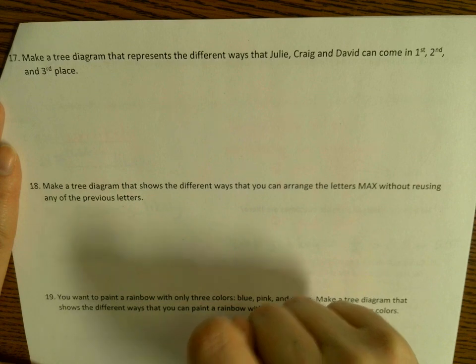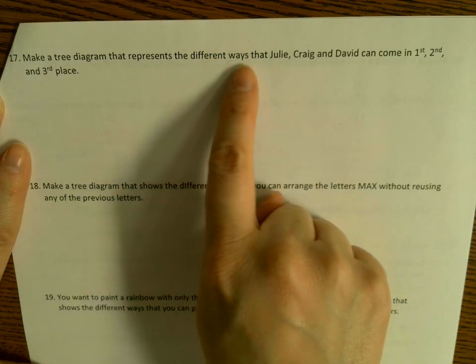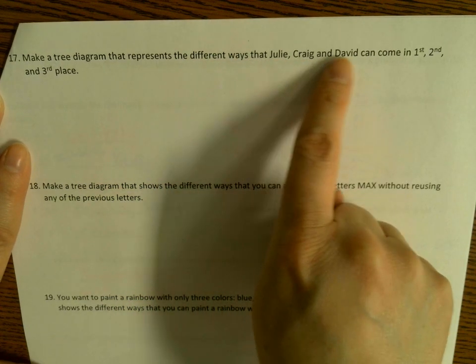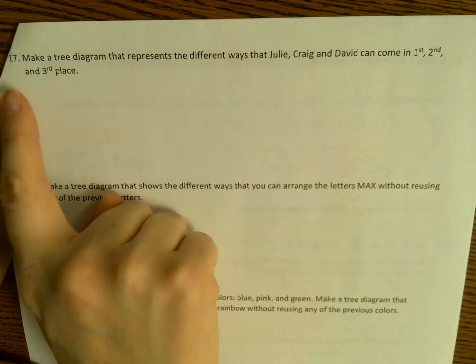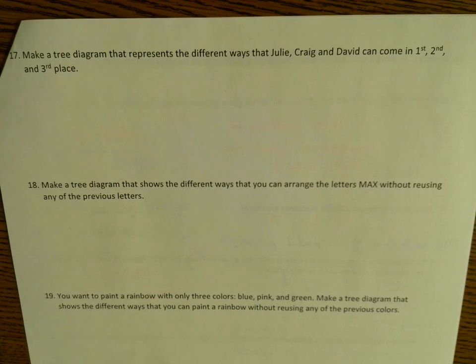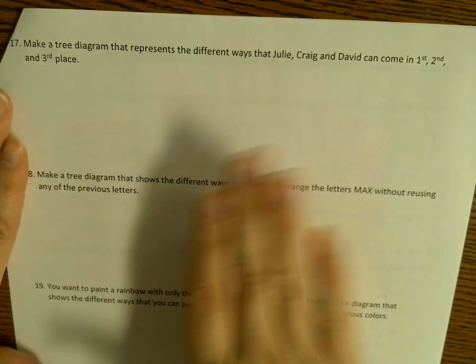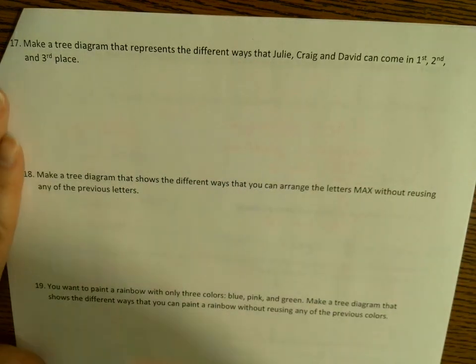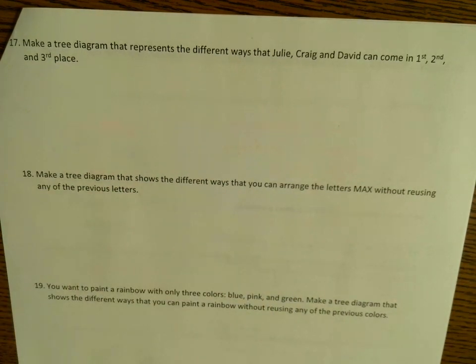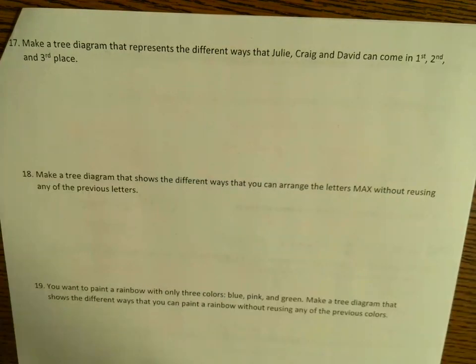Okay? So for here, we're going to make a tree diagram that represents the different ways that Julie, Craig, and David can come in first, second, and third place. So can Julie be in first and in second place? No. Once somebody is chosen for first place, they're no longer able to be chosen again. They can't be second and they can't be third. Okay? So that means what you have is a dependent situation, that once somebody is chosen, they are removed from the picture. It changes the likelihood that they can be chosen again.